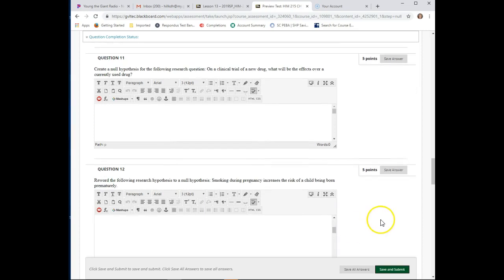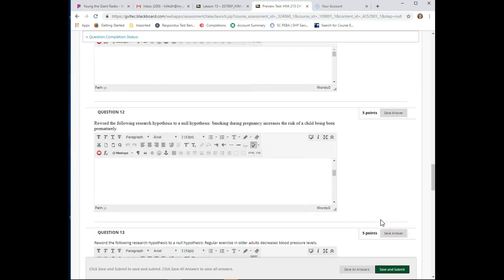On question 12 on the review, and that's actually question 8 in your book, reword the following research hypothesis to a null hypothesis. Smoking during pregnancy increases the risk of a child being born prematurely. So that's a statement. You're trying to create a null hypothesis. You're trying to show that there's no difference between smoking during pregnancy and a child being born prematurely. So you're wording it to state the null hypothesis.